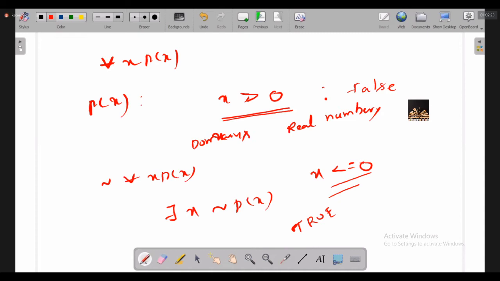Okay, note down. The negation of for all x, p of x is there exists x, negation of p of x. Okay?